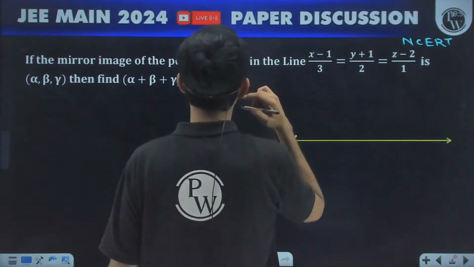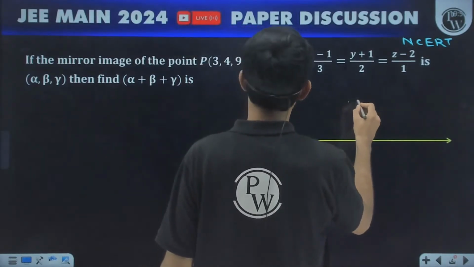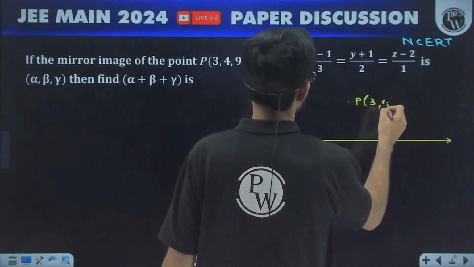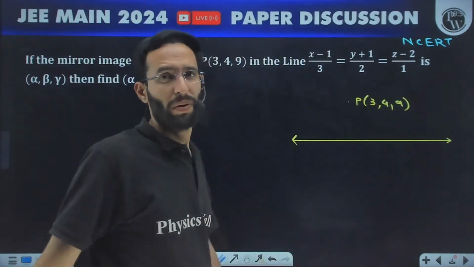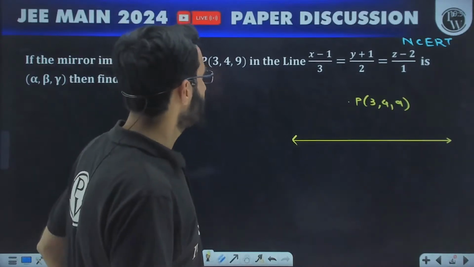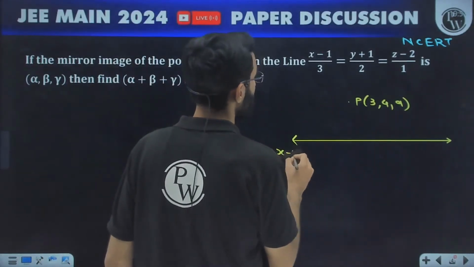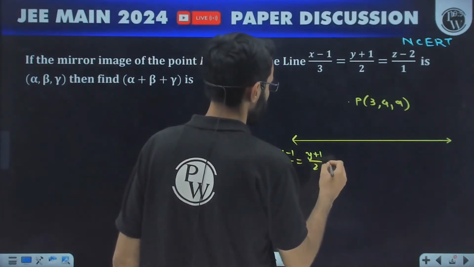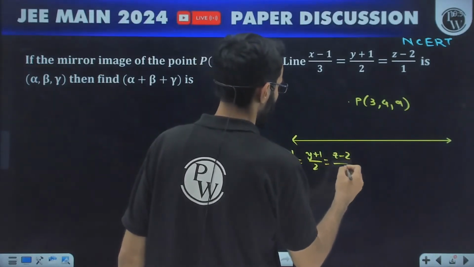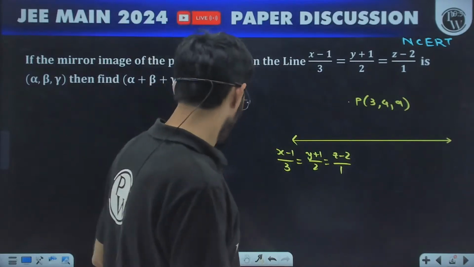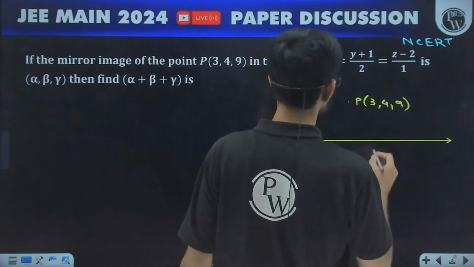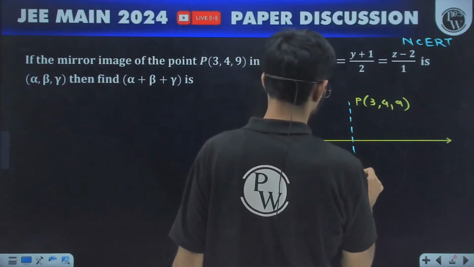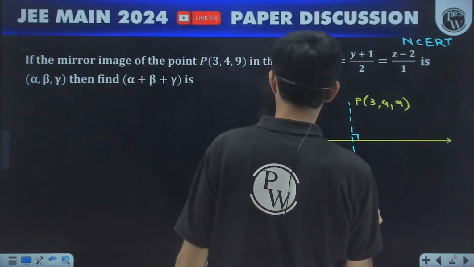Here, the mirror image of point P, 3, 4, 9. This is point P having coordinates 3, 4, 9. And the line is (x minus 1)/3 equal to (y plus 1)/2, equal to z minus 2. Here, the mirror image is Q.